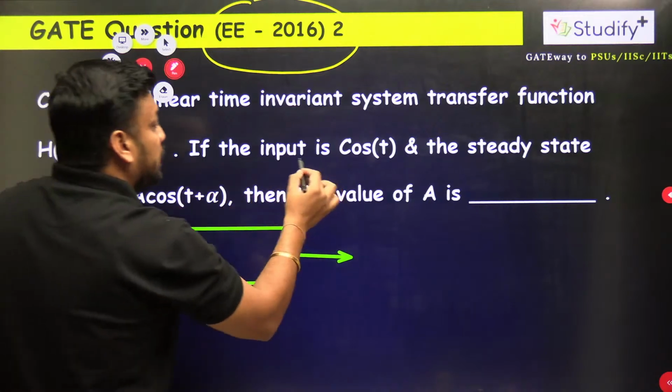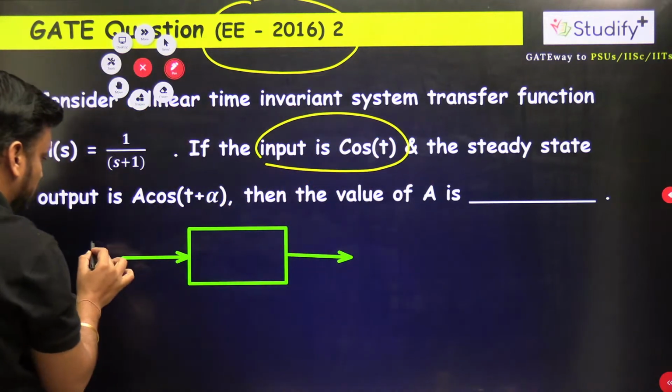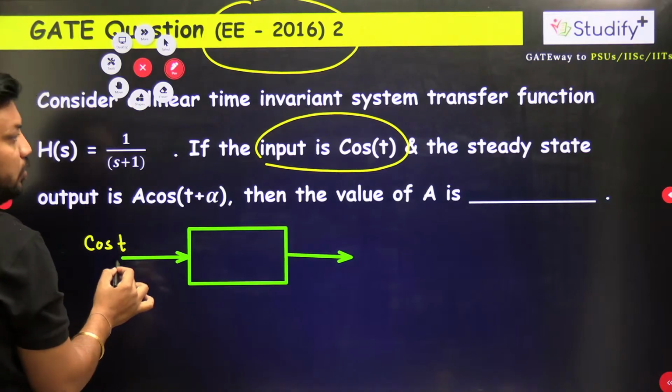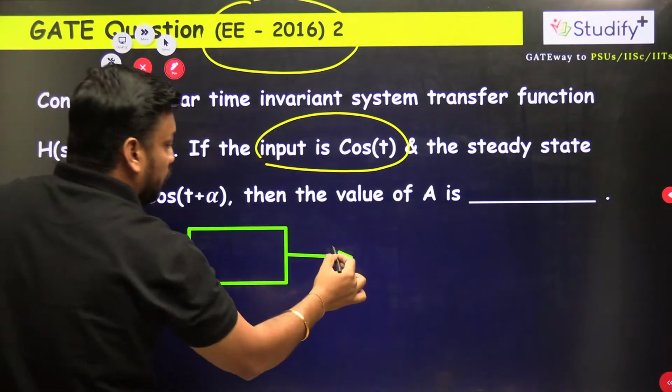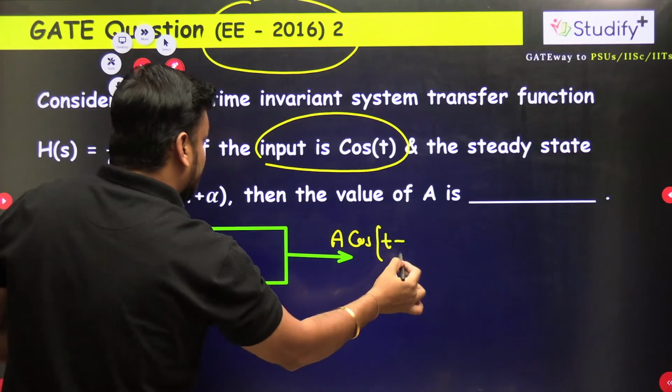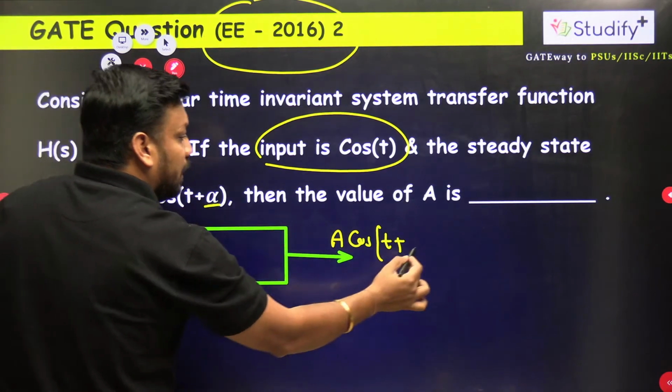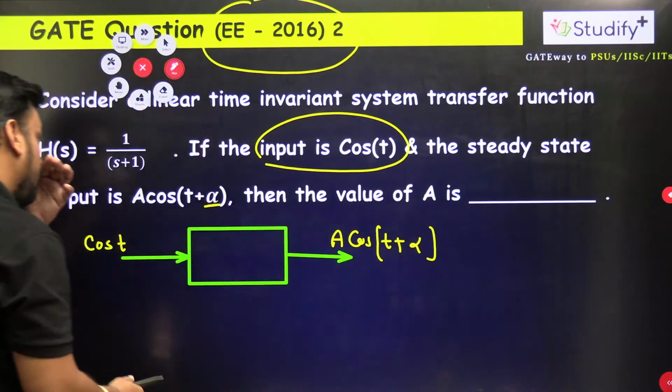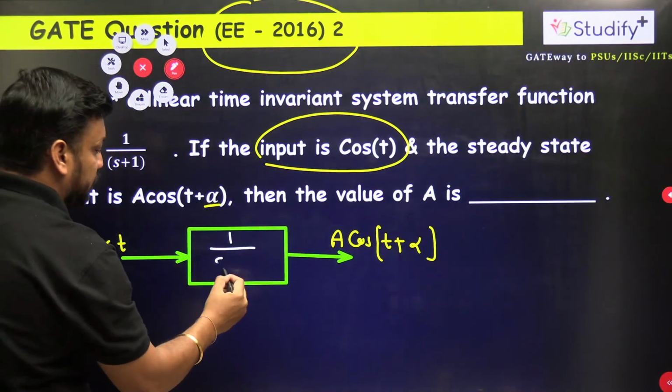Sir, here the input clearly mentioned cos t is the input. So here we should write cos t as the input, and the output we know already. Even the examiner is giving a cos 2t plus... this time the examiner is representing the angle with alpha. No problem, we write alpha. And the transfer function is written here as 1 upon s plus 1.